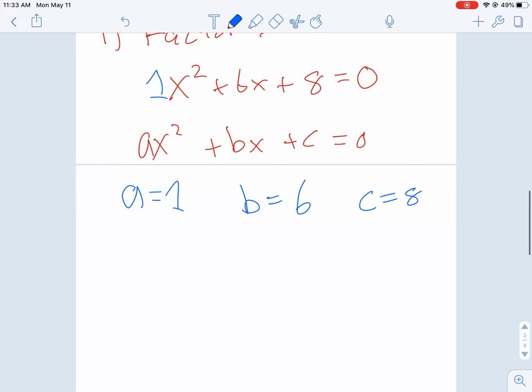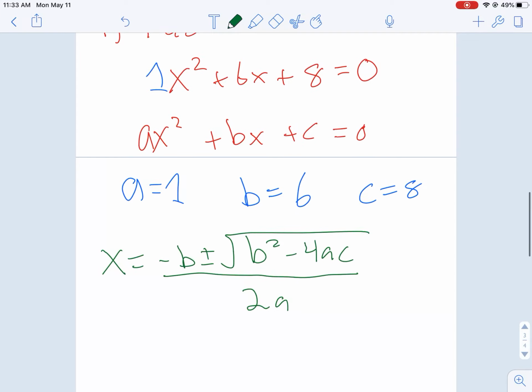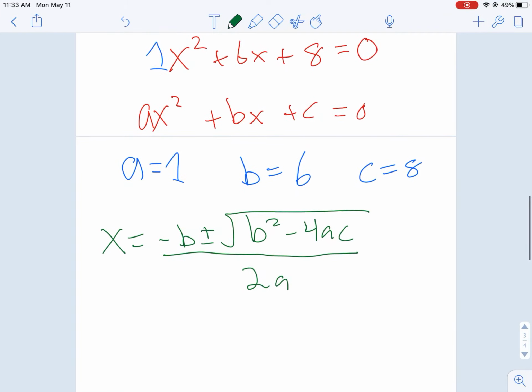Now let's rewrite that quadratic formula. x equals negative b plus or minus the square root of b squared minus 4ac, all over 2a. And now we're going to do substitution. We're going to substitute all of these quantities in for their constants. So the a, b, and c, we're going to replace with numbers. So a is going to be replaced with 1.